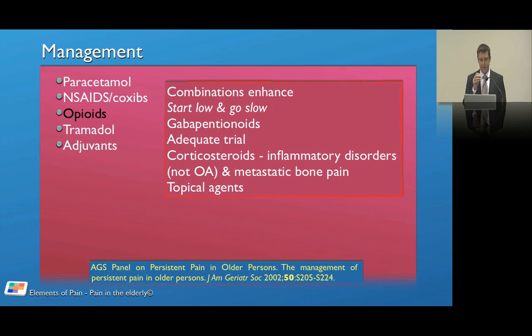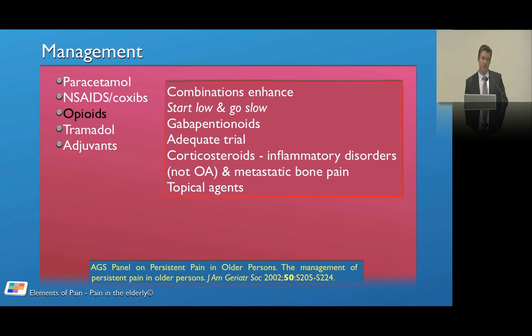Adjuvants. Combinations enhance therapy, which makes sense, so use combination therapy. Start low, go slow. Gabapentinoids can be useful in this group because they're such relatively clean medications with little interactions, particularly with those that are on polypharmacy or multiple medications. And like anything, make sure they have an appropriate trial, appropriate dose for appropriate length of time before you say it doesn't work. Corticosteroids can be useful in this group, but again, be very careful. They can be used in inflammatory disorders, and that doesn't mean arthritis, not osteoarthritis, more the rheumatoid arthritis. But inflammatory disorders and metastatic bone pain, corticosteroids, use them.